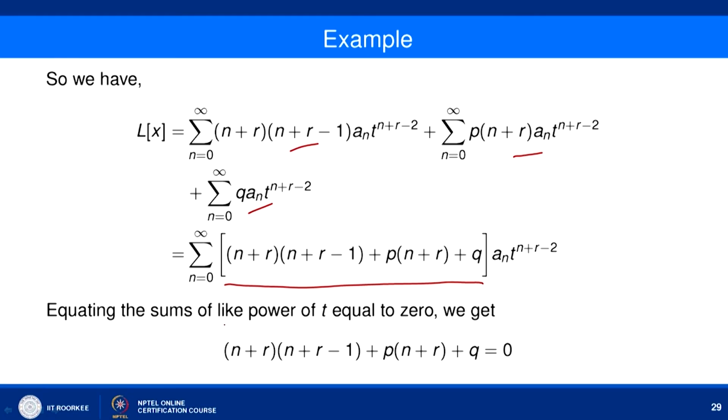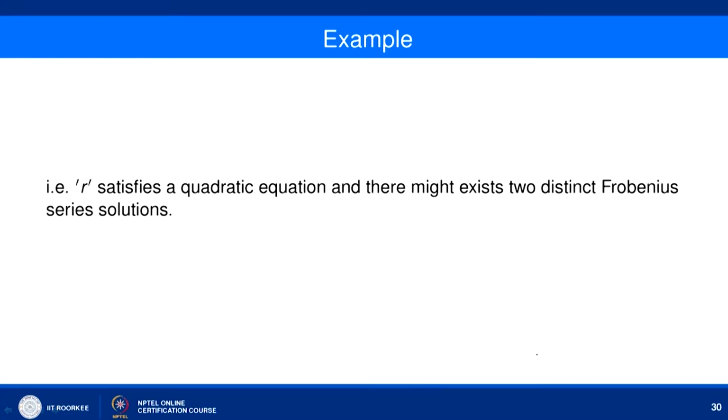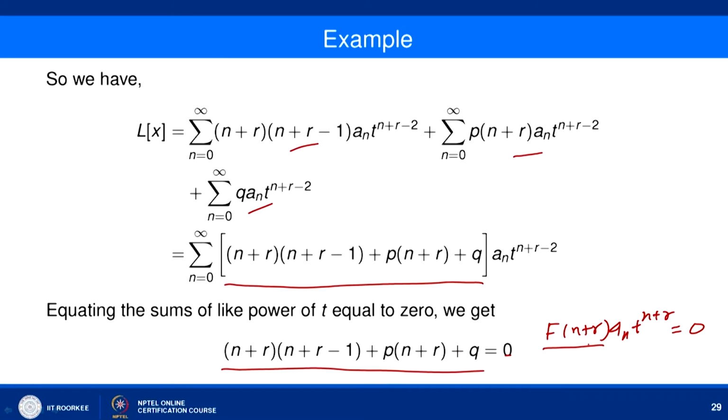So, equating the sums of like powers of t equal to 0, we will get this term. So, this is your general term. So, here we write f(n+r) a_n t^(n+r) is equal to 0. So, here f(n+r) is given by (n+r)(n+r-1) + p(n+r) + q = 0.